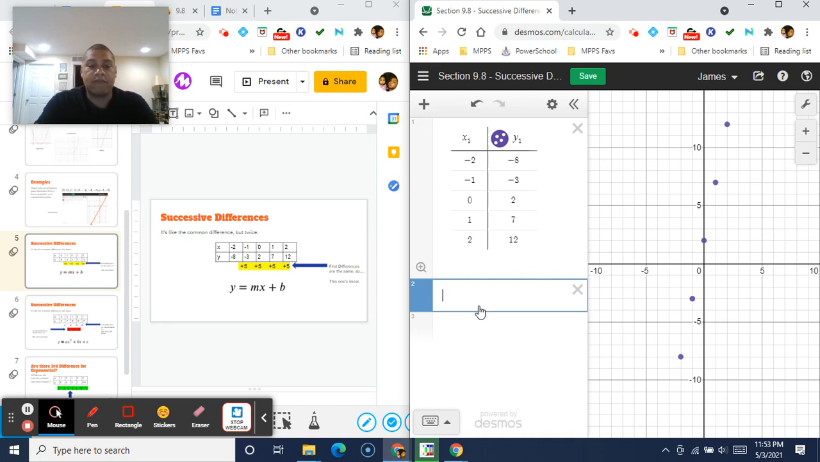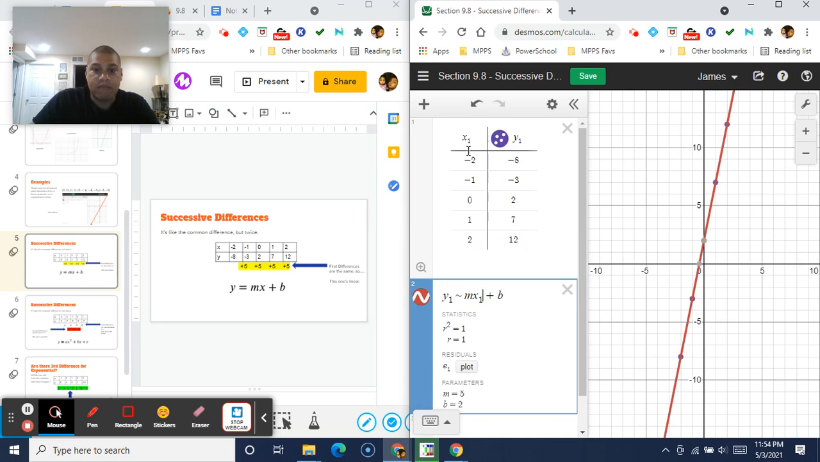So what we're going to do is type in y, and then instead of writing equals, we're going to use the tilde sign. The tilde, if you look at your keyboard, is up and to the left next to the number 1. Then I'm going to type in mx plus b. I've actually got to change two little things here. I have to make this y sub 1 and x sub 1, because you'll notice it was x sub 1 and y sub 1 up here when we made the table. And as soon as I do that, look what Desmos does. It draws a line through our 5 points.